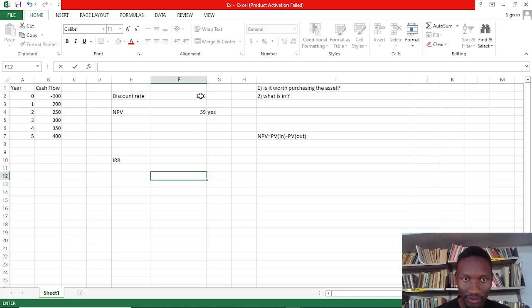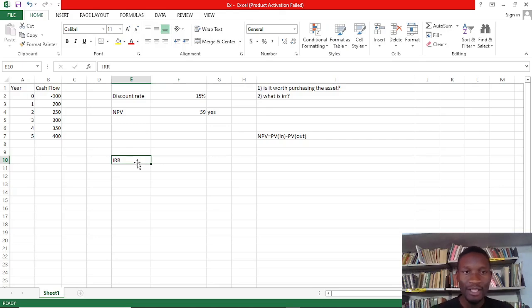All right, let's try to do it here. Let's put 16. You see now the NPV is going down. Let's return to 15. So IRR, the internal rate of return, is the rate which gives us a net present value of 0. Here, approximately, our internal rate of return should be higher than 15%.